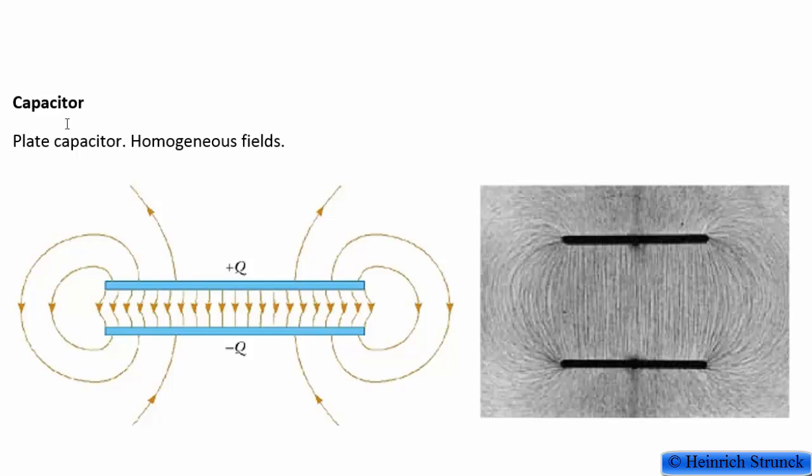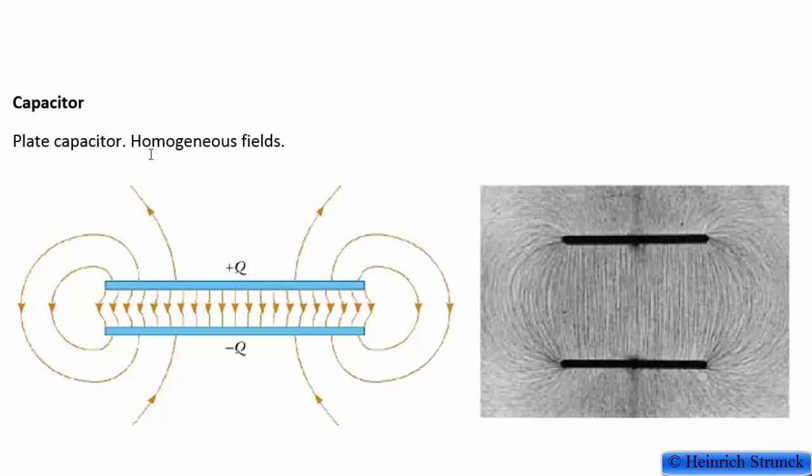We're going to look at the capacitor, and we're going to look at the plate capacitor because it easily describes the basics of the capacitor. A plate capacitor is two plates with a given area and a given distance, and here we can see the electrical field between the two plates.